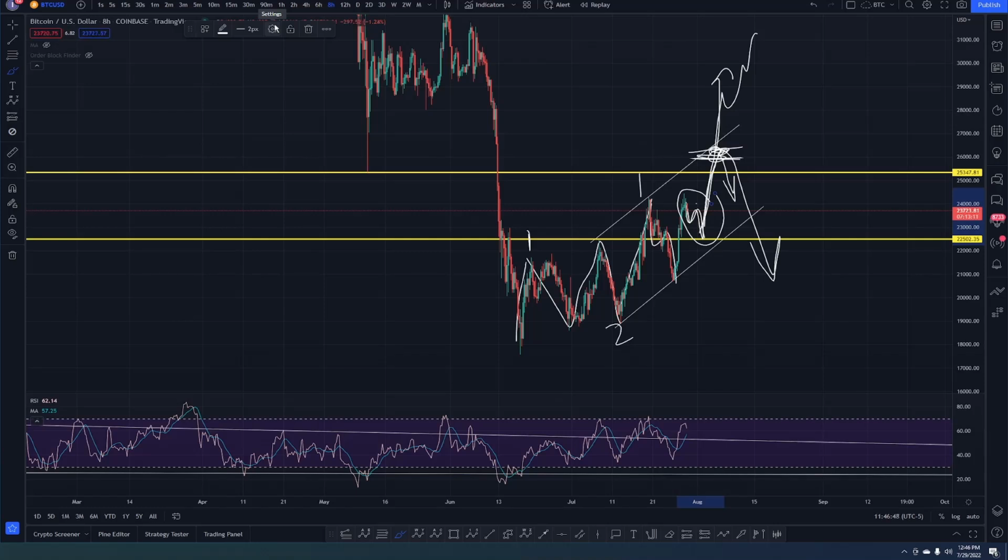It is the opening of a new month, so it might be a really volatile time, a really pivotal time for price. So that's what I'm thinking.